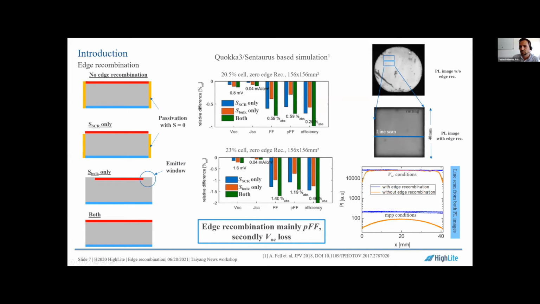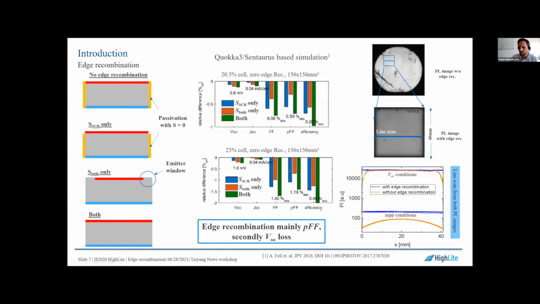When you use such a big wafer and you make a PL signal detecting just here, you basically get the PL signal without any edge recombination. Then you cut out the square, measure PL again, and make a line scan. You see here the blue one, which is not affected by edge recombination, and the yellow one, which is affected. At VOC conditioning, you have a strong bending towards the edges. However, throughout the whole solar cell, you basically see no change in PL, meaning that in VOC you have no or only very small losses.